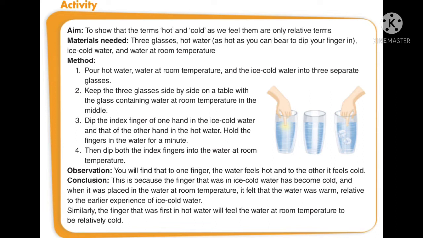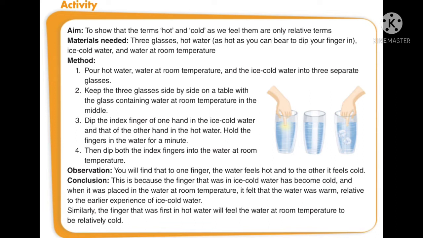Okay. So what will you observe there? The water feels hot to one finger, and to the other it feels cold, is it? So what is the conclusion? Why is it? Because the finger that was in ice cold water has become cold, and when it was placed in the water at room temperature, it felt that the water was warm. It's related to the earlier experience of ice cold water. Similarly, the other finger, which we first kept in hot water, feels the water at room temperature to be cold. Okay. So this is that activity.